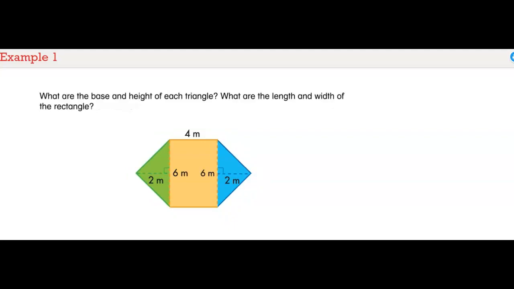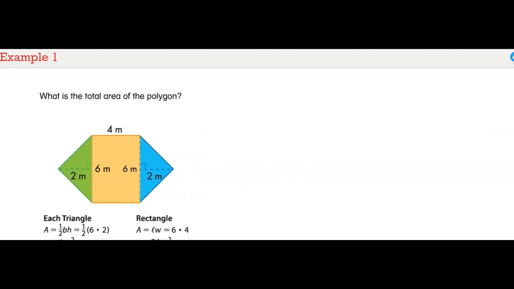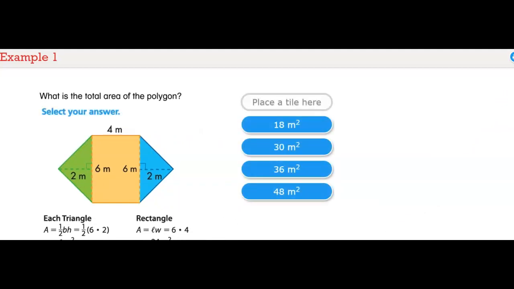What are the base and height of each triangle? What are the length and width of the rectangle? The base and height of the triangles are 6 meters and 2 meters. The length and width of the rectangle are 6 meters and 4 meters. Now find the area of each shape. What is the total area of the polygon? Select your answer.